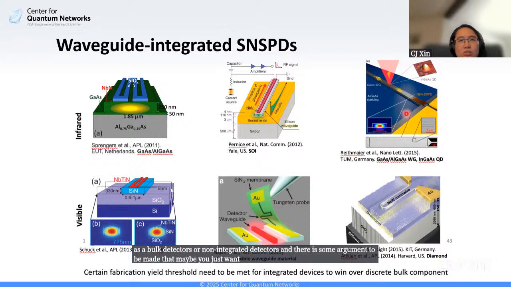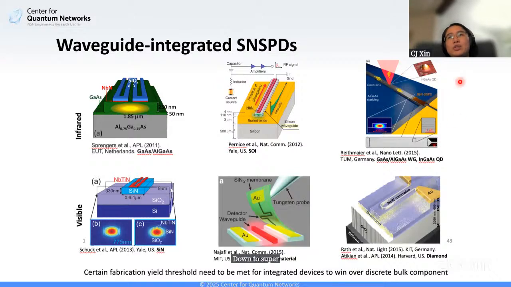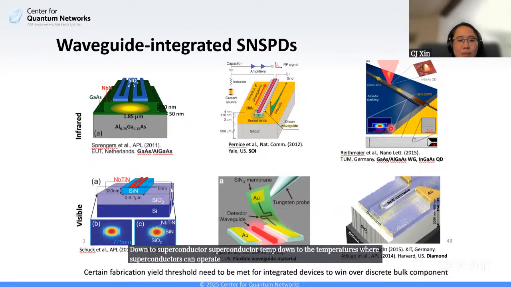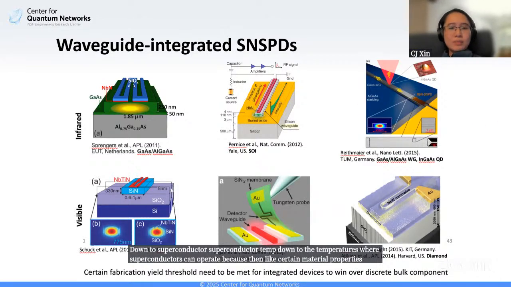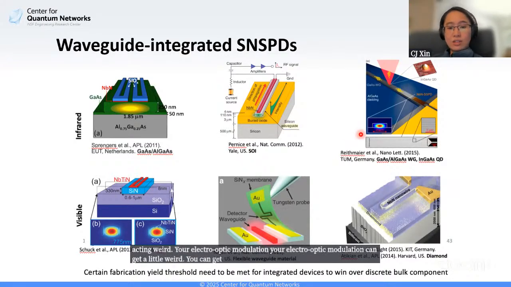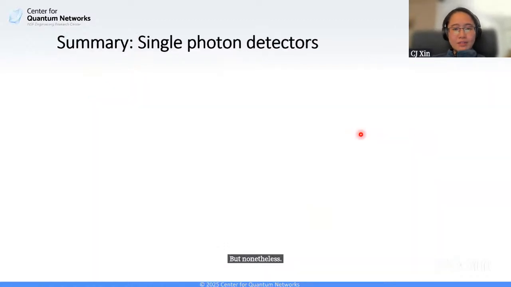There is also some argument to be made that maybe you just want to keep the detectors separate, because you don't want to cool your whole photonic chip down to the temperatures where superconductors can operate, since then certain material properties start acting weird. Your electro-optic modulation can get a little weird, and you can get higher photorefractive effects. These are all issues with lithium niobate. But nonetheless, it is an active area of research.